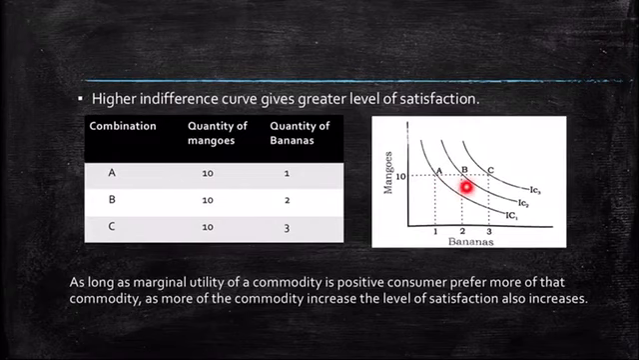he is shifting from the lower indifference curve IC1 to IC2. Since the combination C offers him the highest level of satisfaction and it also lies on the higher indifference curve, that is IC3, we can say that the higher indifference curve offers a higher level of satisfaction for the consumer. So here combination C is providing him the highest level of satisfaction, which is lying on the higher indifference curve IC3.